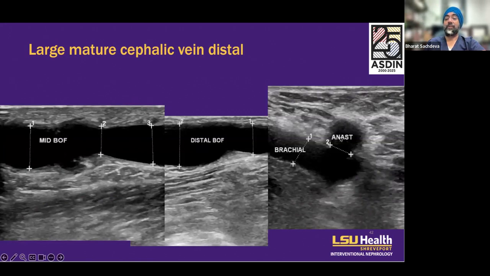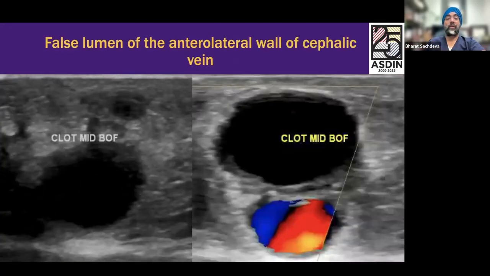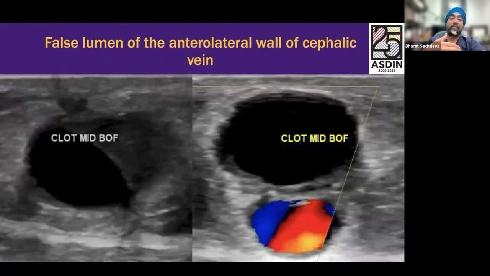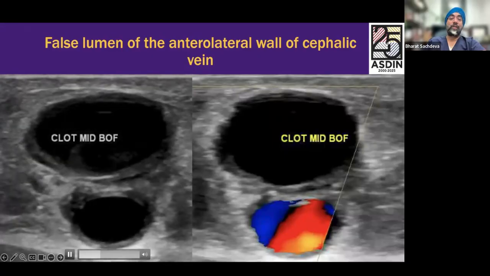This is not brachial artery. This is a brachial artery. And the distal body of the fistula looks good. The mid body of the fistula looks excellent. It's a large, mature fistula without any problem. But then when you scan the fistula above, you see this big problem.